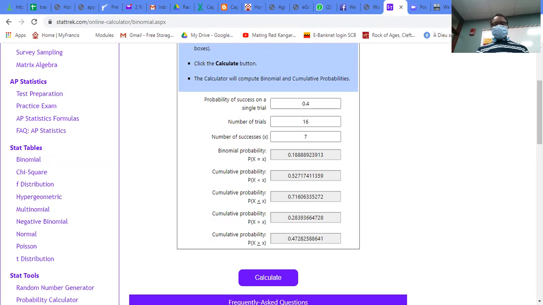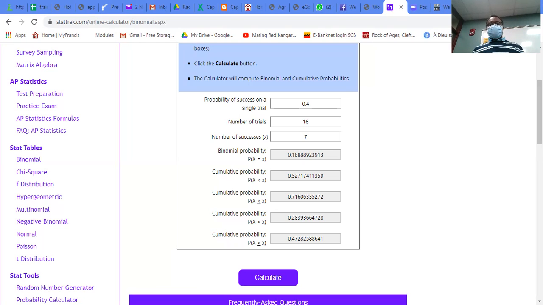And so here I did not write the final answer. So the final answer here is 1 minus 0.53 equal to 0.47.